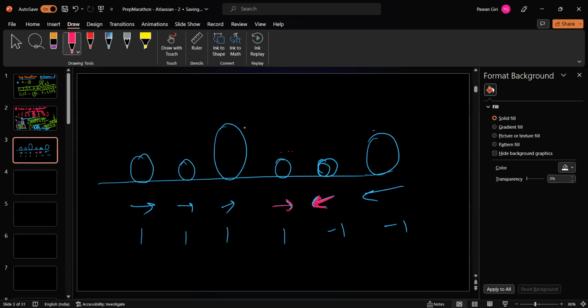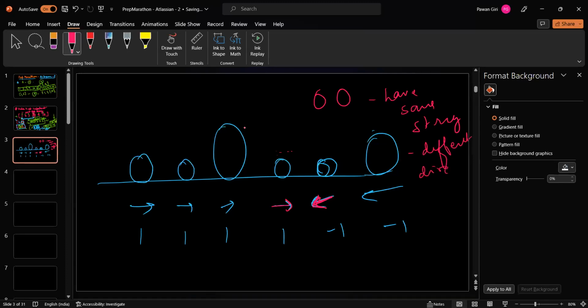Now there are two cases of collision. One is if two balls that are colliding have the same strength. The first condition for collision is different directions. Only balls having different directions can collide, and that also only if the first ball is moving to the right and the next ball is moving to the left. If the first ball is moving to the left and the second ball to the right, there is no collision. So this is the case for collision.